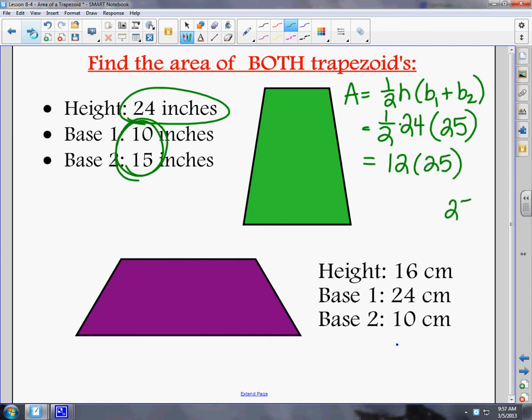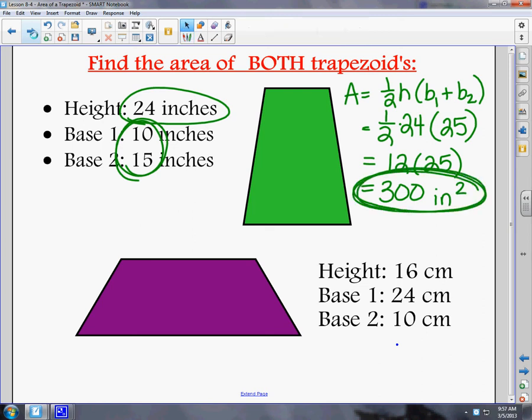Now we can just do that really quickly over on the side. 2 times 5 is 10, 4 plus 1 is 5, 5 and 2. So I see that it is 300. So my area is 300. Now I need to look for a unit. So I look over there and I see, oh, it is inches. So then I know it's inches squared. So my area is 300 inches squared.